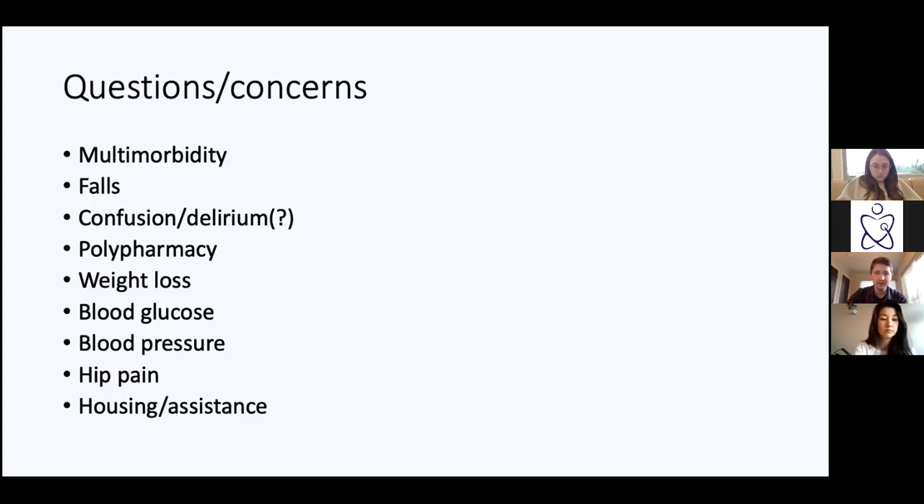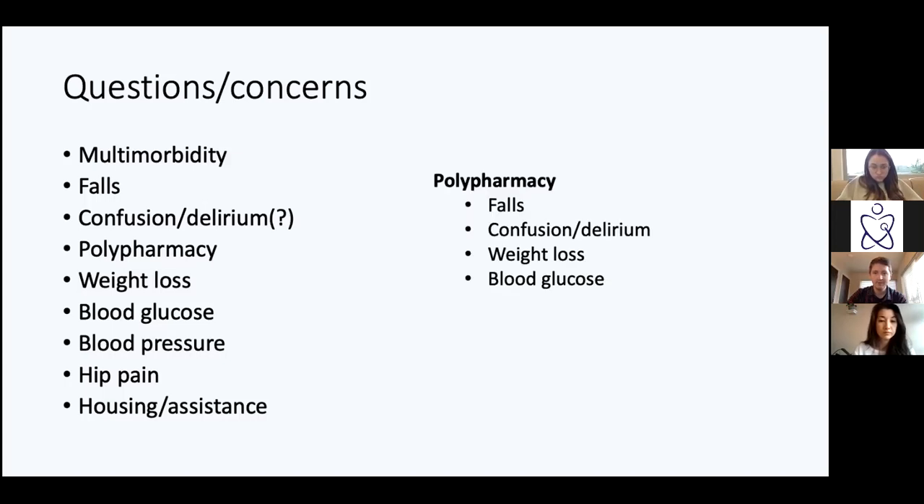So I think polypharmacy would be the thing I would personally focus on this visit. And I think we could at least lump these four things, if not more, into the polypharmacy. So the falls, confusion, delirium, weight loss, and then concerns like she's taking glipizide, so I'm worried, is she having wildly fluctuating blood glucose? And a goal A1C for her would probably be much higher, right? 8, 9.